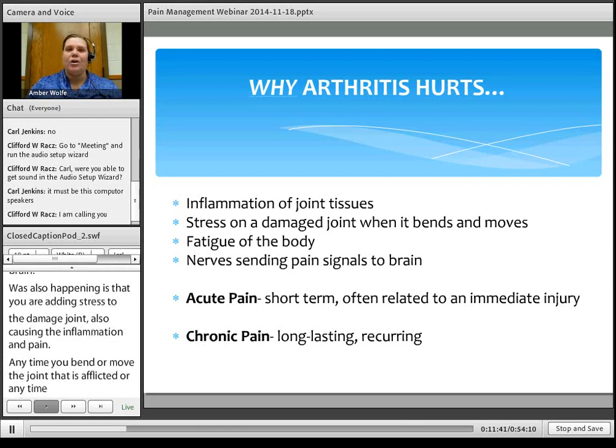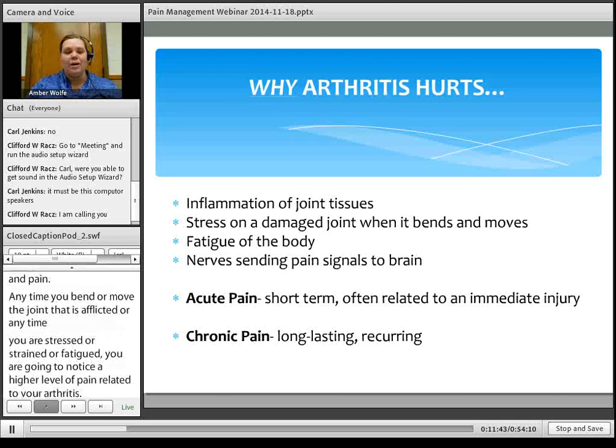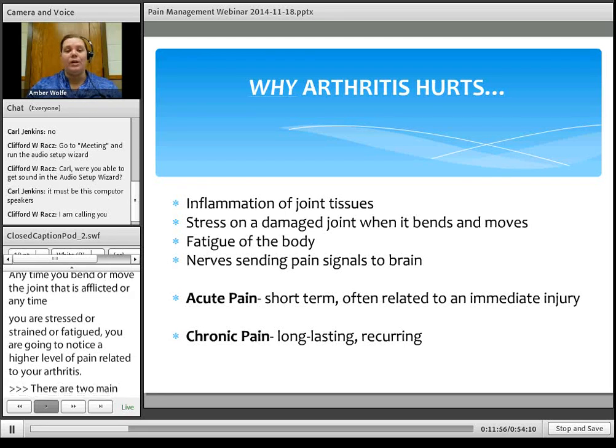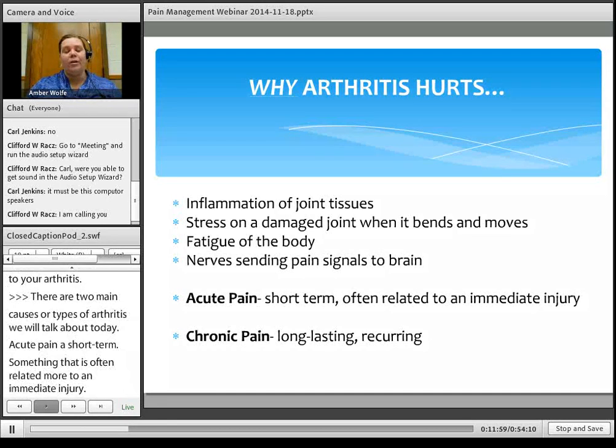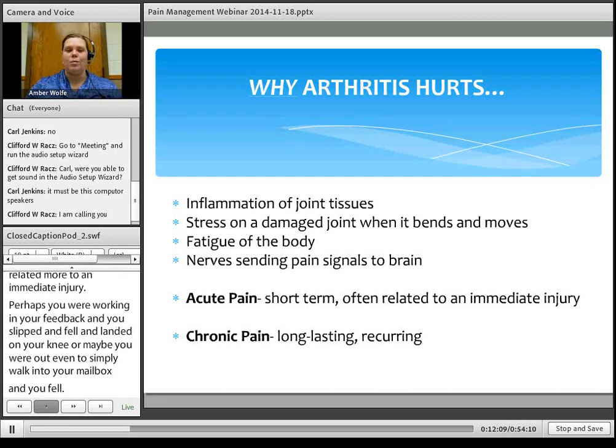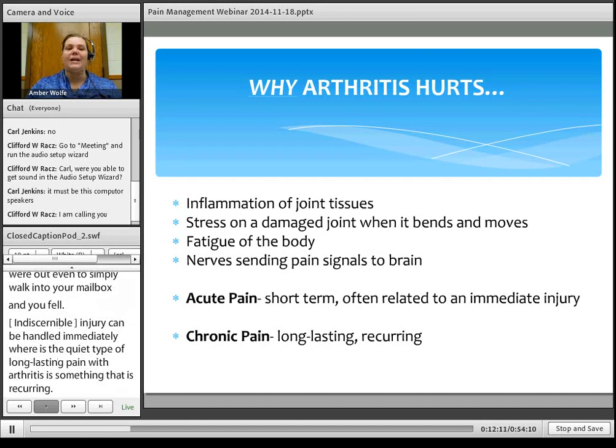There's two main types of pain that we'll talk about today. Acute pain is short-term, something that's often related more to an immediate injury. Perhaps you were working in your feedlot and you slipped and fell and landed on your knee. Or maybe you were out even just simply walking to your mailbox and you fell. A more acute injury is something that can be handled immediately, whereas the chronic type of long-lasting pain with arthritis is something that's recurring. And you'll start to notice that after that 2-week window where you notice you've had those difficulties, it's going to continue.